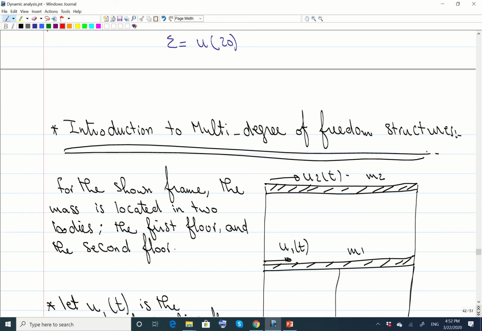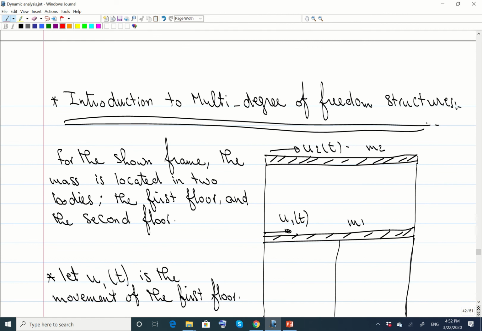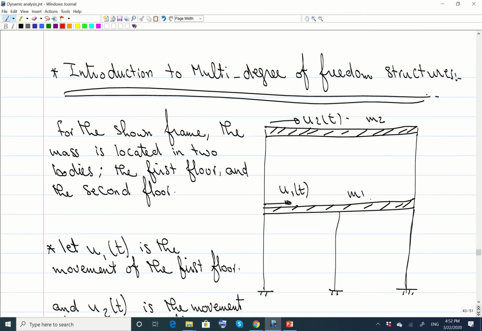I'm going to stop at this point, and in the next video we're going to work on multi-degree of freedom structures, whereas all we mentioned so far had just one degree of freedom, a single degree of freedom. You had just the mass at one level. What if you had 2 levels like this, where the mass is summed up at 2 levels? How will we tackle this problem? This is what we're going to discuss in the next video.